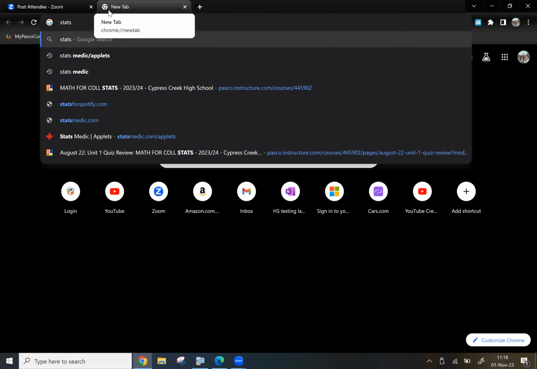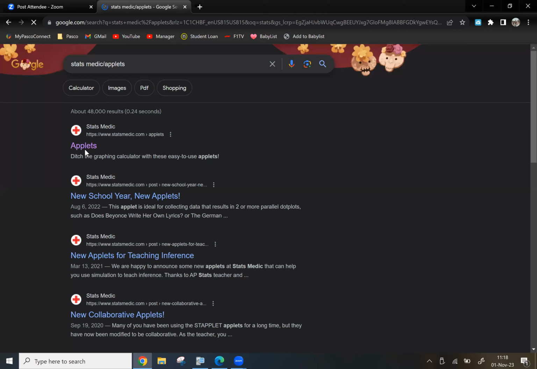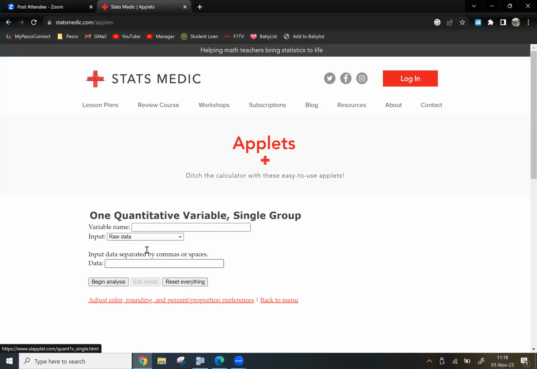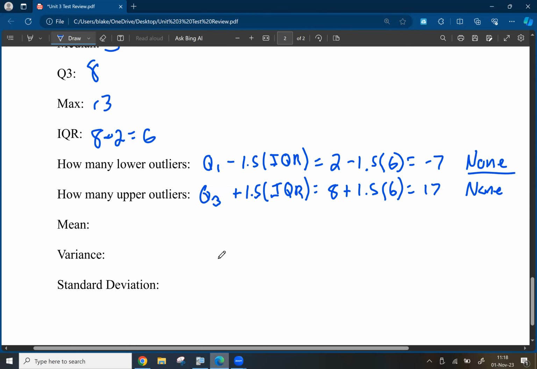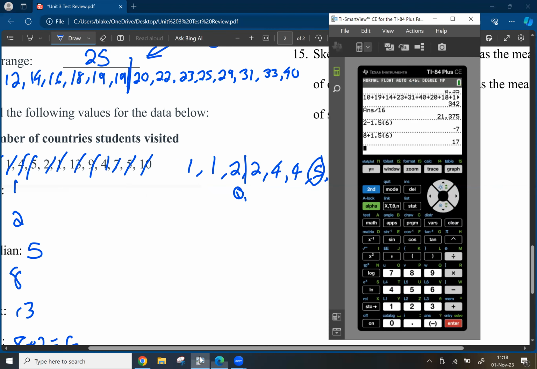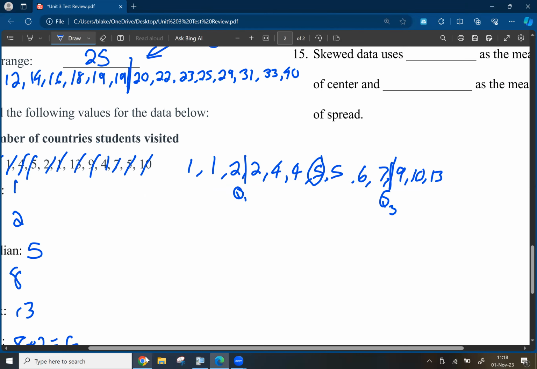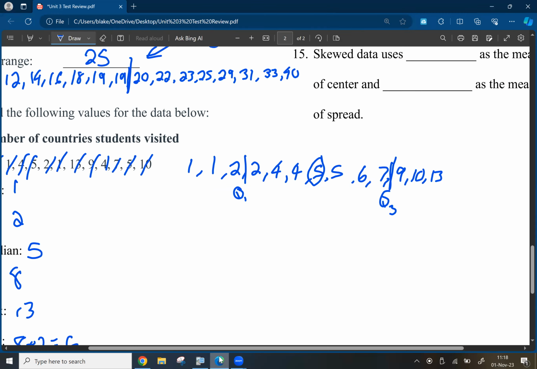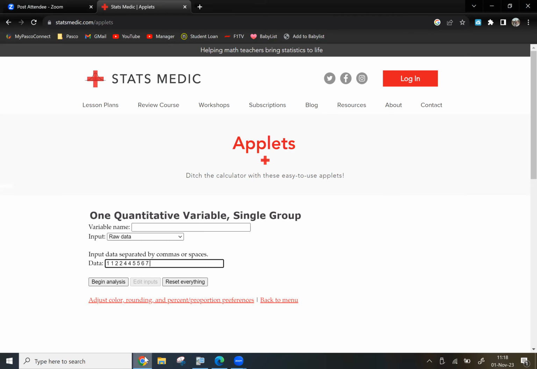Statsmatic/applets. All right, let's type in. Remember, you're going to one quantitative variable single group. Let's type in our numbers. We had a couple 1s. What else did we have? Let's go back. A couple 2s, a couple 4s, a couple 5s. Then there was a 6, a 7, a 9, 10, and 13, but we'll double check. 6, 7, yeah, 9, 10, and 13.